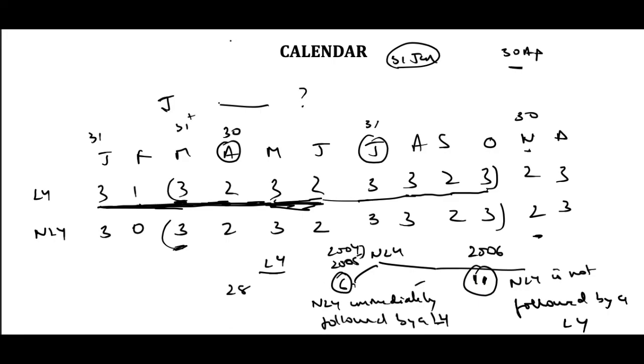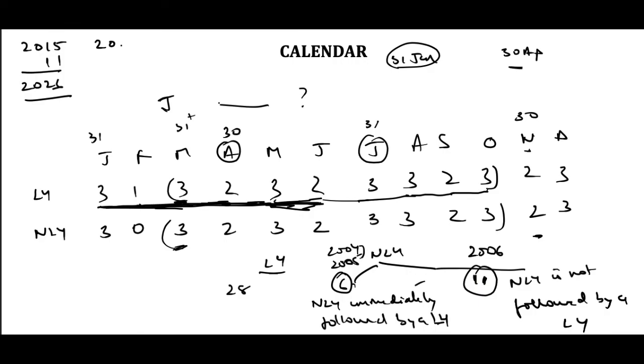So we'll take an example. For example, 2015. Now it's 2015, that means it's a non-leap year which is not followed by a leap year, because 2014 was not a leap year. So in this case we'll add 11, the answer will be 2026. So we have to add 11 to get the same calendar as that of 2015.